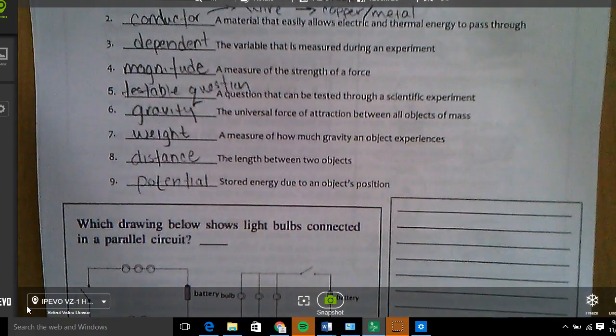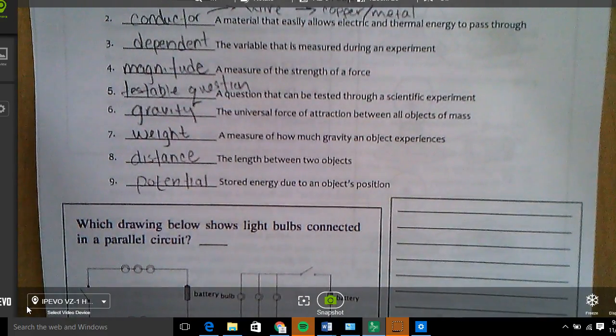Now it says, which drawing below shows the light bulb connected in a parallel circuit, A or B? First, give me a college hand. Is it A or B? If you don't know the answer, what should we hold up? A fist. Thank you very much, Devin. So Nana, Angel, I need that participation. No problem. Thank you. Tracking, John Kira.